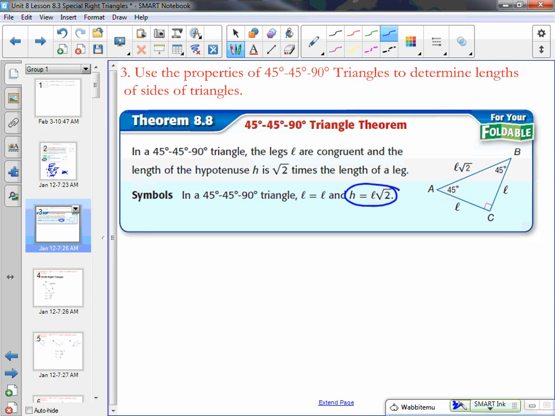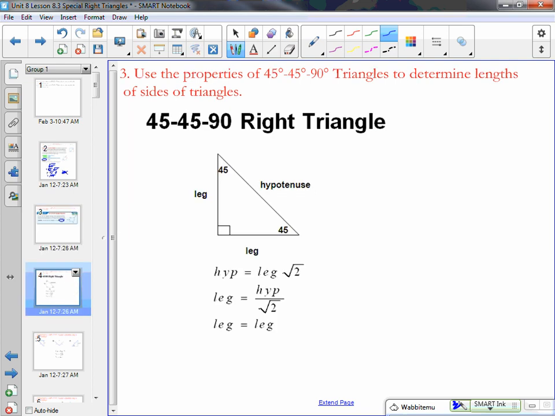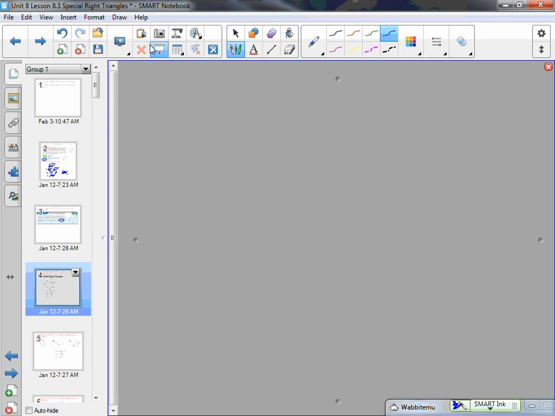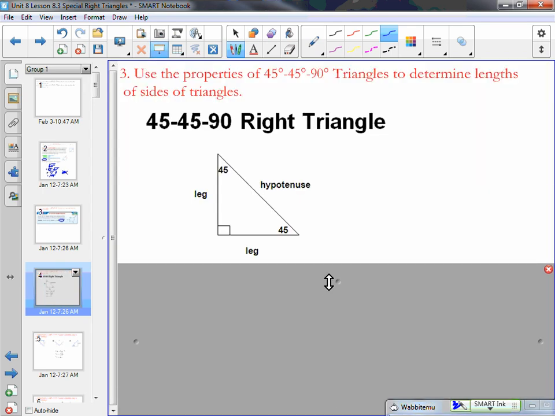What I want in your notes is this. In your notebook, start by copying this. Label this 45, 45, 90 right triangle. I know, having the 90 and saying right is sort of redundant. Label each leg, leg. Label the hypotenuse, hypotenuse. Label the right angle as a right angle, and the other two angles as 45.